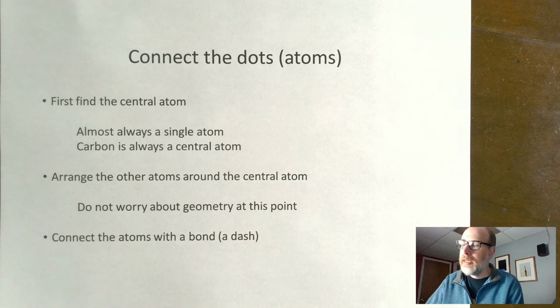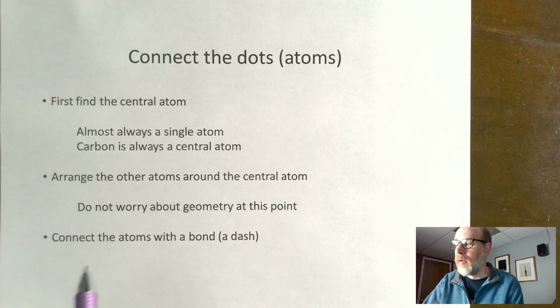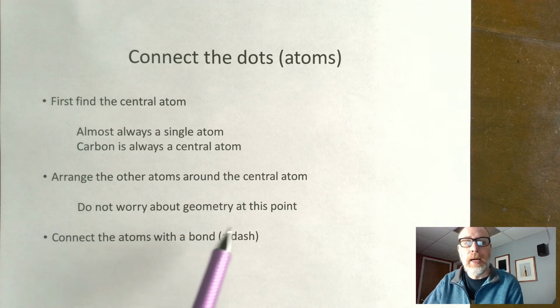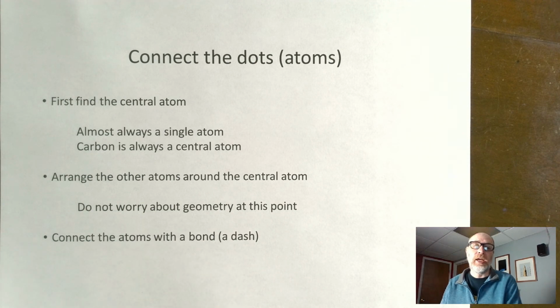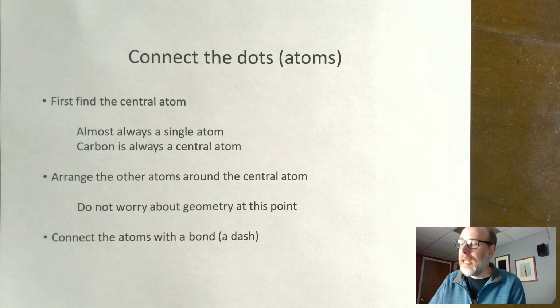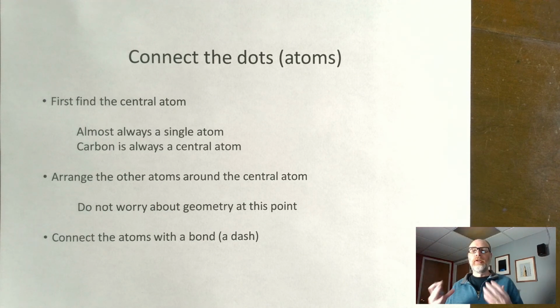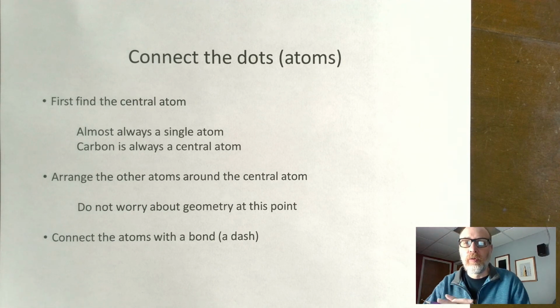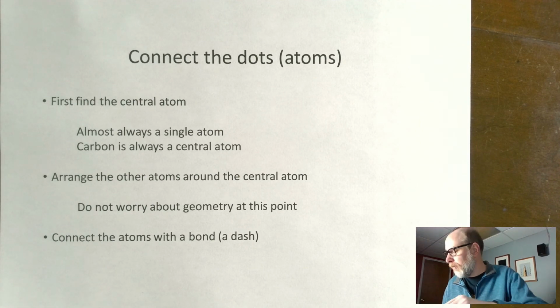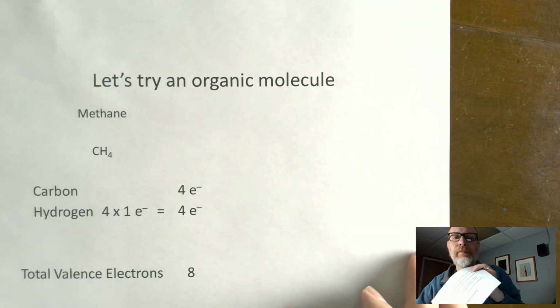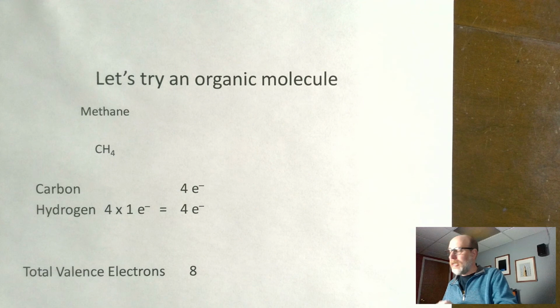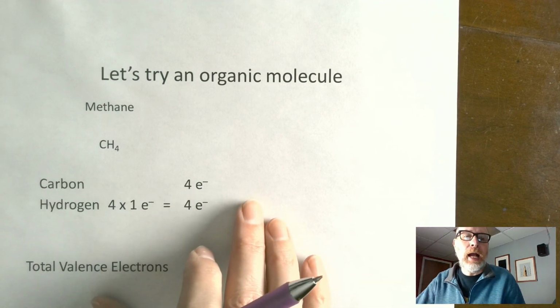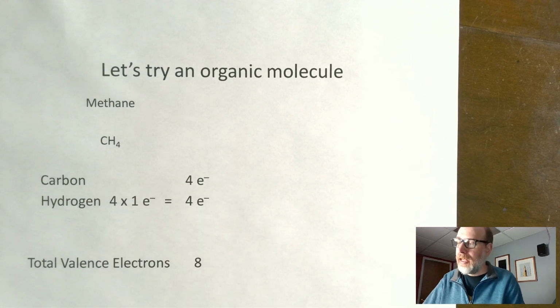Then we're going to arrange all the other atoms around the central atom. We're not going to worry about how we're arranging them at this point. Don't worry about the geometry. That's actually where we're going to get to next week. And then we're going to connect the atoms together with a bond or a dash, following all those same rules that I already gave you in that list of rules. So it's going to be very similar to that. So let's just work through this. All right, so we've got methane. Hopefully you went through and you figured out that methane has 8 valence electrons.